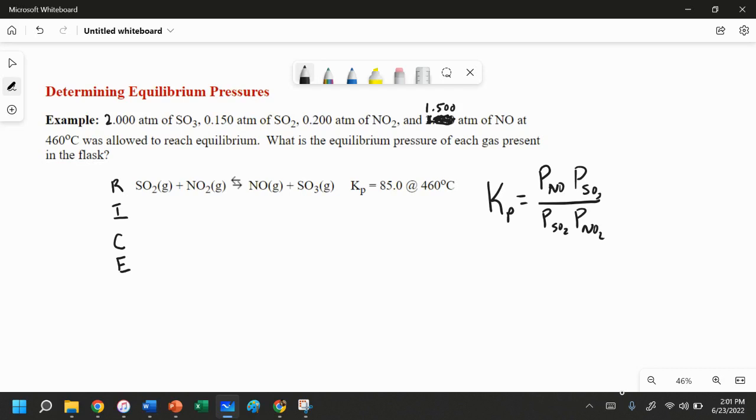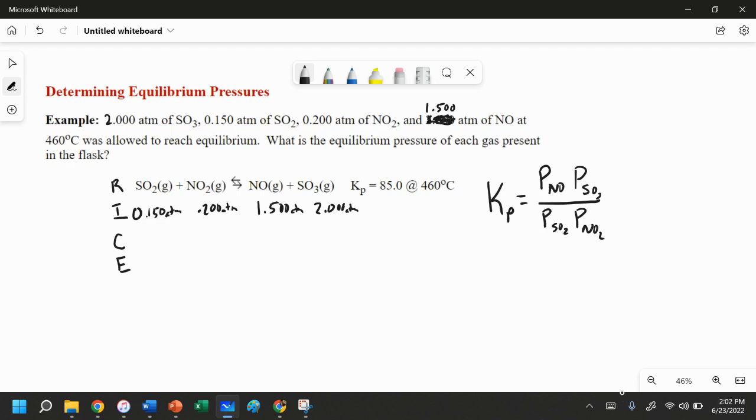So our initial pressures, and we have to be careful because this is not written in order, SO2 is 0.150 atmospheres. The NO2, we look carefully in the problem, is 0.200 atmospheres. The NO, if you look at it, is 1.500 atmospheres. And sorry for that written-in value. My original value was incorrect there, and so it's 1.500 atmospheres. And then SO3 was 2.000 atmospheres. And so these are the initial partial pressures of each of the substances.